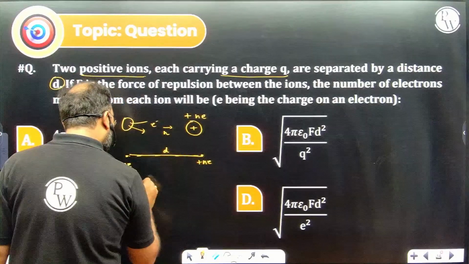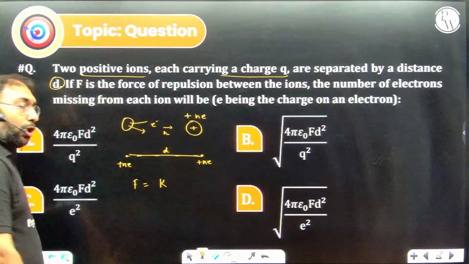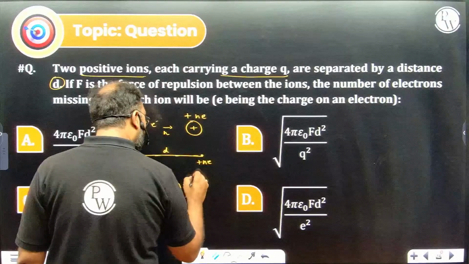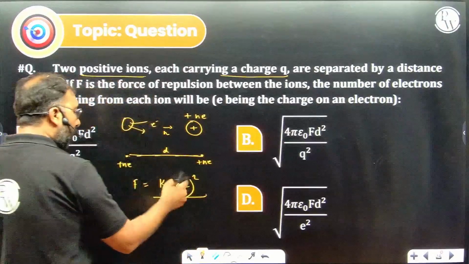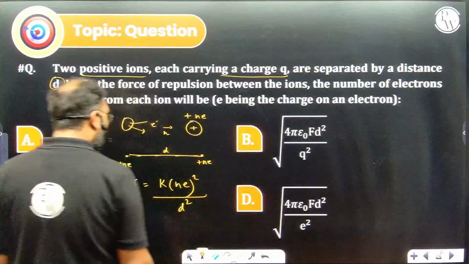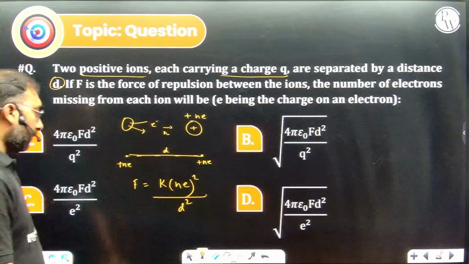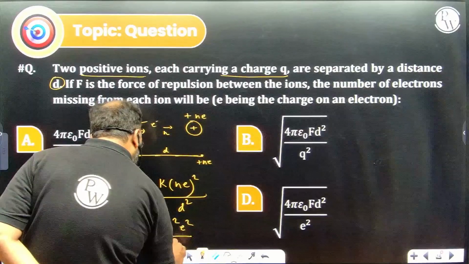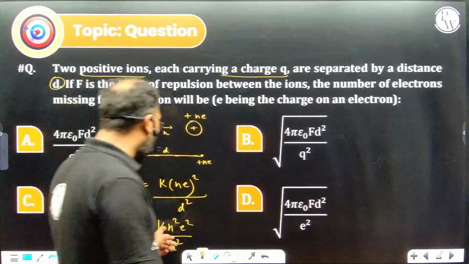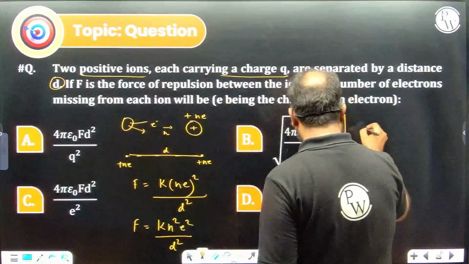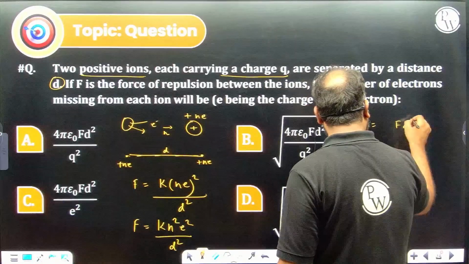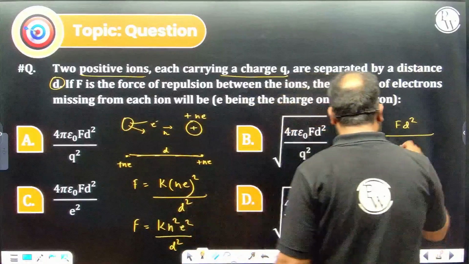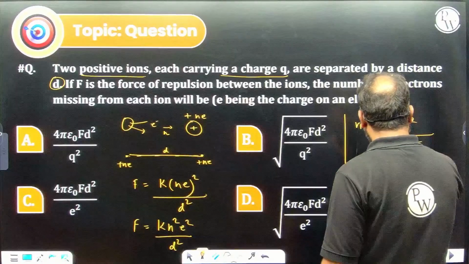So when I am writing force here, it is K q1 q2 by r square. q1 is ne, q2 is also ne. Simplifying it, F is K n square e square by d square. From here we have to find out the value of n. So n square is F d square divided by K e square, and then I have to take a root.